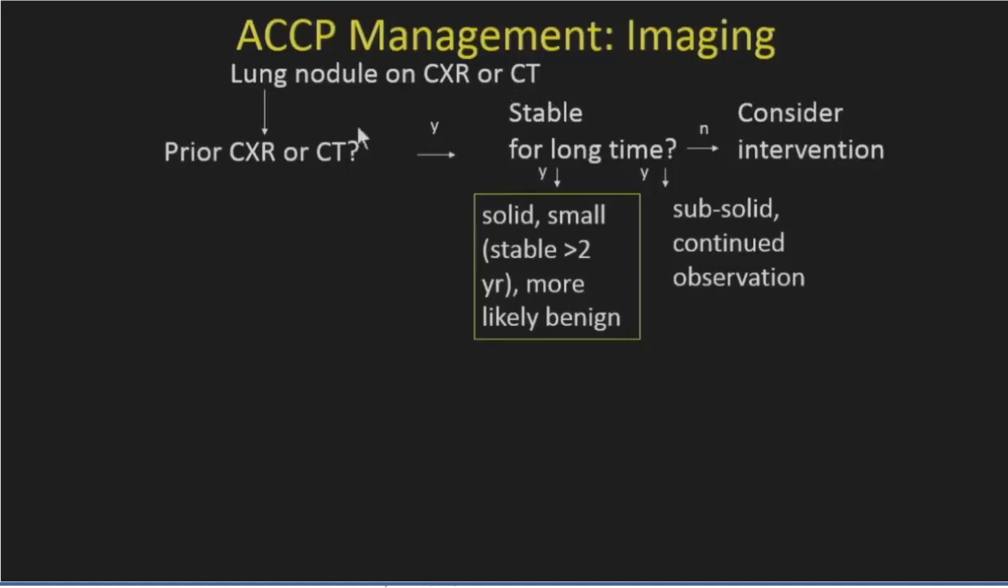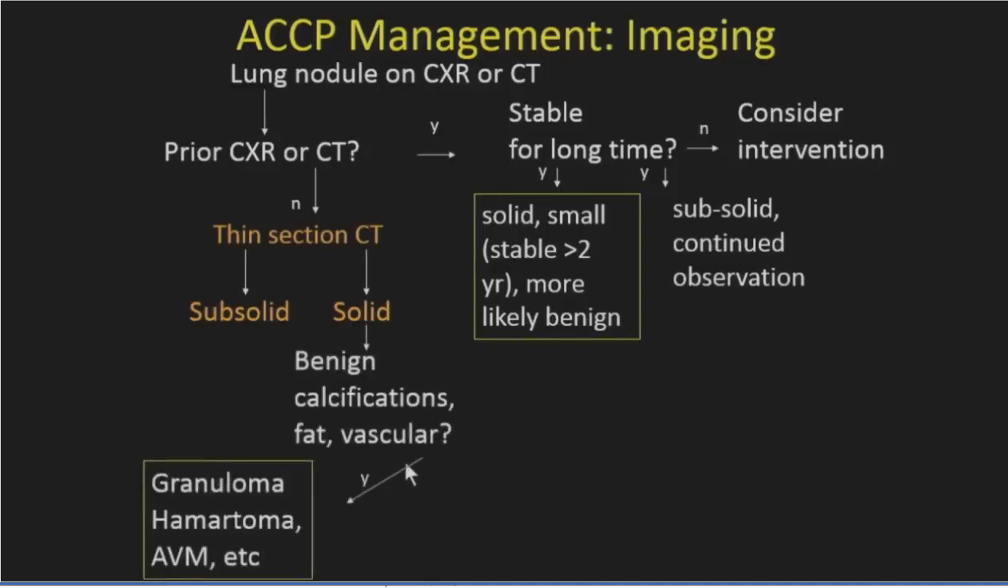is when we identify a lung nodule, either on a chest X-ray or CT, we immediately ask for old films. And if there's old films, it's very good, because for solid lesions, if you do have stability for more than 2 years, these lesions are more likely to be benign. For the subsolid lesion, this does not apply. And if we don't have comparison imaging, thin section CT should be performed to better assess a lesion's attenuation and features. And with multi-detector CT, this is something that we can do on a daily basis.